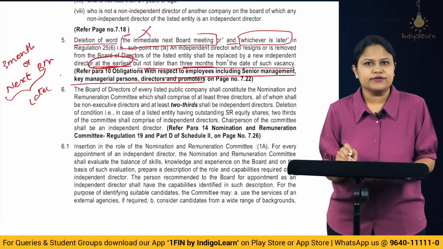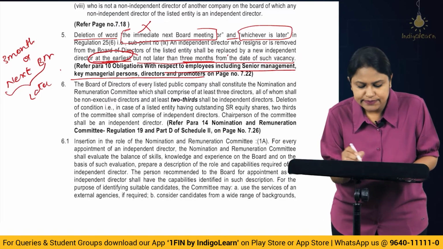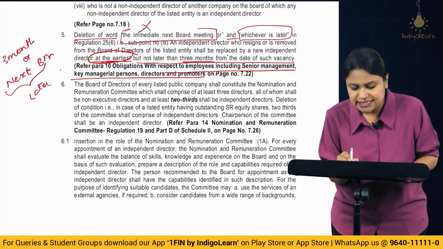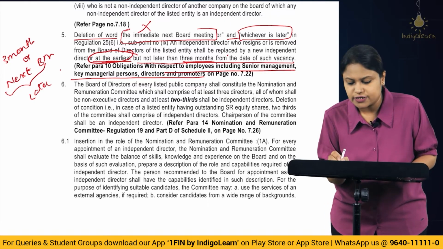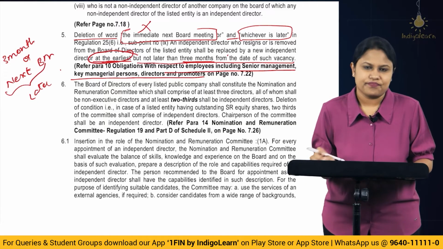So very important point of discussion. Here you have to understand there has been a replacement, and a proper understanding here is that by a new independent director at the earliest, that means as soon as possible, but the maximum timeline given is what? 3 months from the date of such vacancy. So the maximum timeline that you have now is 3 months. Got it?